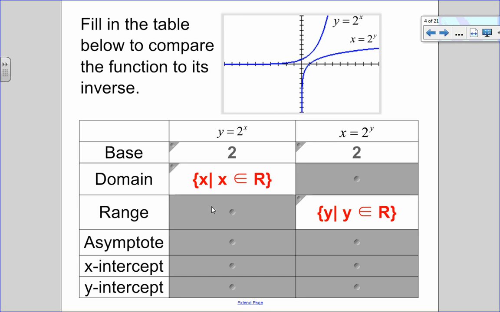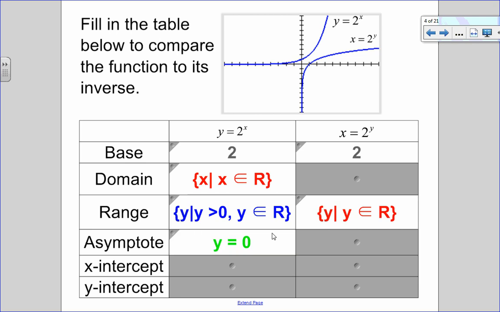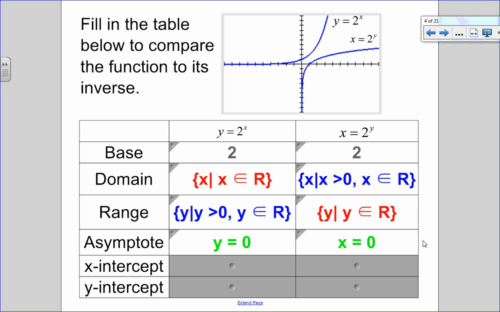The range of my original function was everything above a y value of 0, and the reason for that is because I have an asymptote at y equals 0. So if that's the range of my function, it would also be the domain of my inverse. You can see on your inverse, everything is to the right of 0 for x because there is an asymptote. So those are also switched around as well.